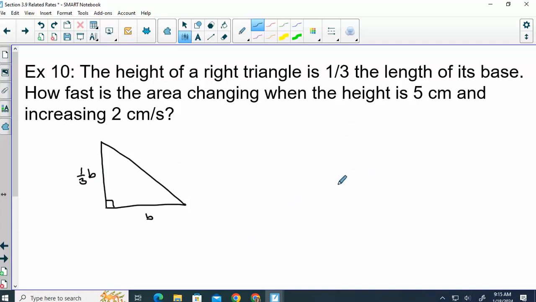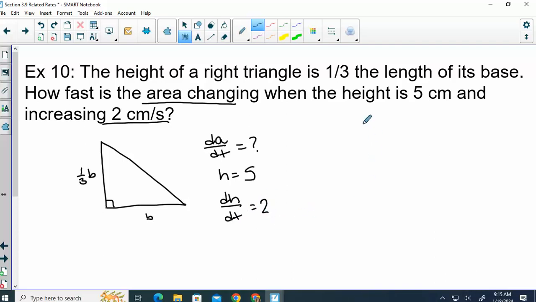Before you change anything, let's read the rest of the problem. How fast is the area changing? So what are you looking for? We need dA/dt, when the height is 5 and increasing 2 centimeters per second. So this is how the height is changing, that's dh/dt. Okay. What's the area of a triangle?